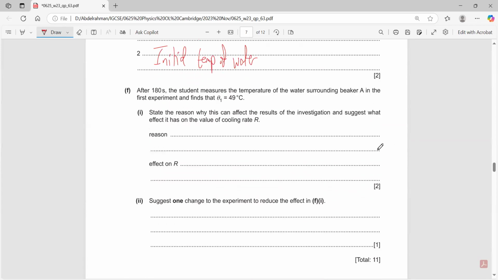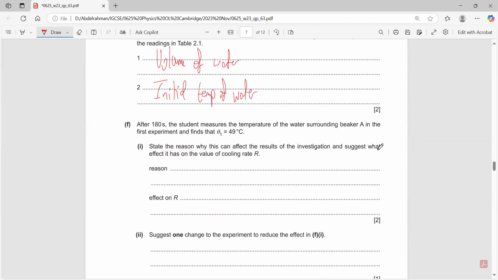After 180 seconds, the student measures the temperature of the water surrounding beaker A in the first experiment and finds that theta 1 is 49 degrees Celsius. State the reason why this can affect the results of the investigation and suggest what effect it has on the value of the cooling rate R. So the surrounding water is now 49 degrees Celsius.